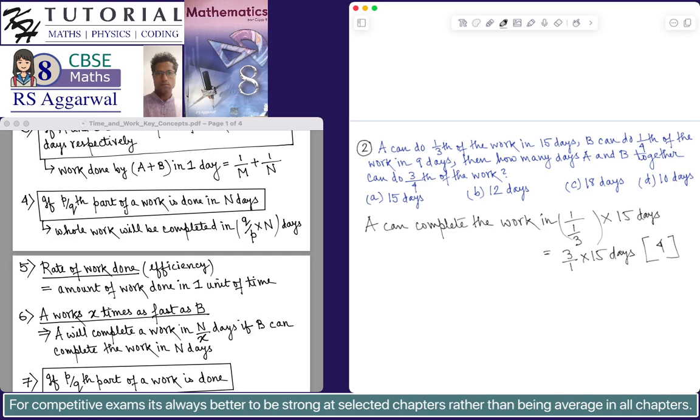So A can complete the work in 45 days. Similarly, B alone can complete the work. It is given that B does 1/4 of the work in 9 days. So it will be 4 by 1 multiplied by 9 days, which is equal to 36 days. So now we have A can complete the work in 45 days and B can complete the work in 36 days.